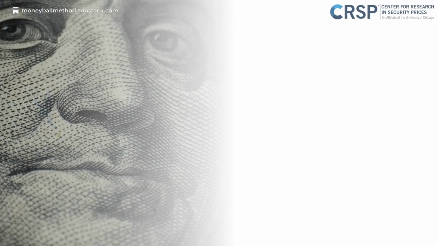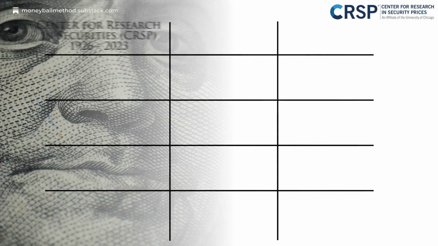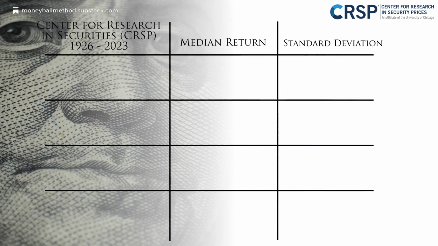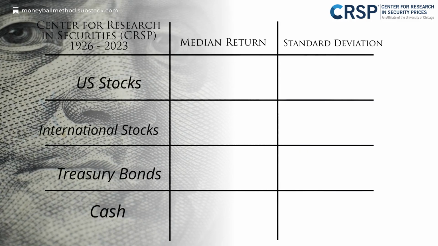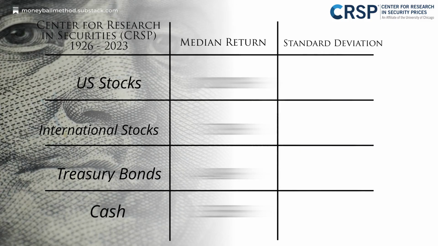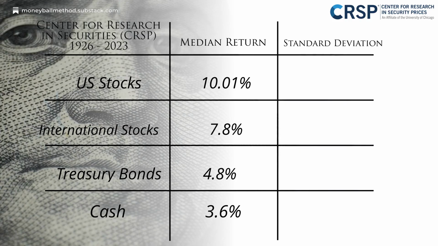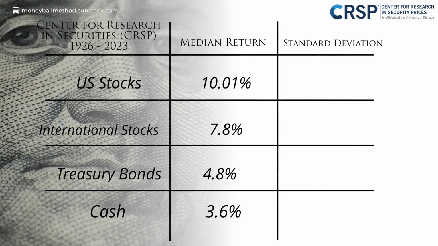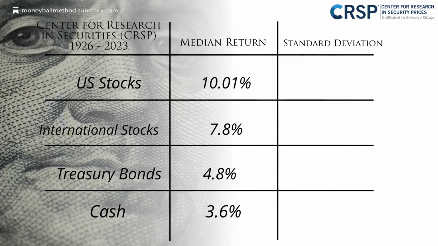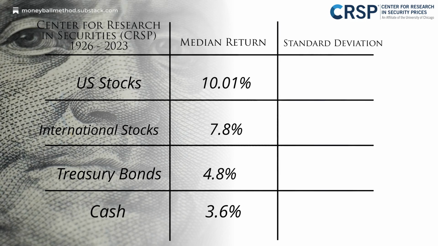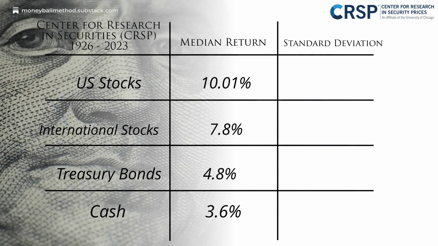Correlation is another matter. And what I use in terms of capital market assumptions for the historical data comes from the Center for Research in Securities Prices. They are affiliated with the University of Chicago. You can see on the table that I'm showing you right now that the median return for U.S. stocks going back to 1926 is 10.1%. For international stocks, in terms of U.S. dollars as the currency translation, 7.8%. For Treasury bonds, 4.8%, cash 3.6%.